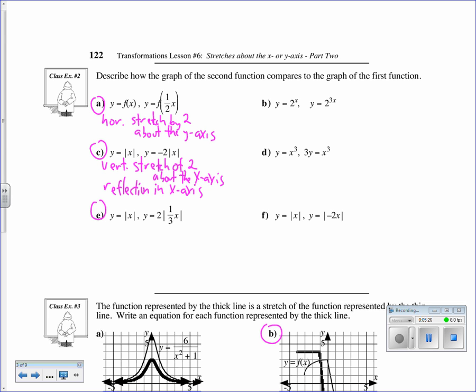And I've got some of the same things happening in E, except I have two stretches. I have a vertical stretch that's the same. So I've got a vertical stretch of 2 about the x-axis.